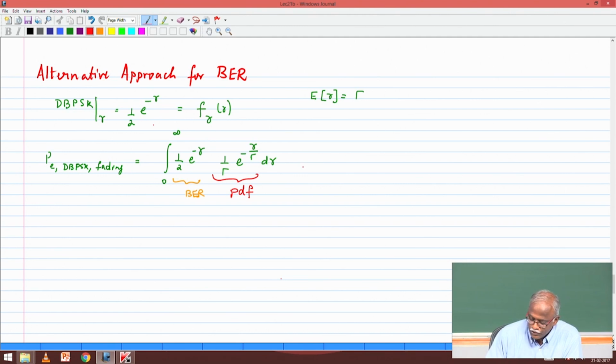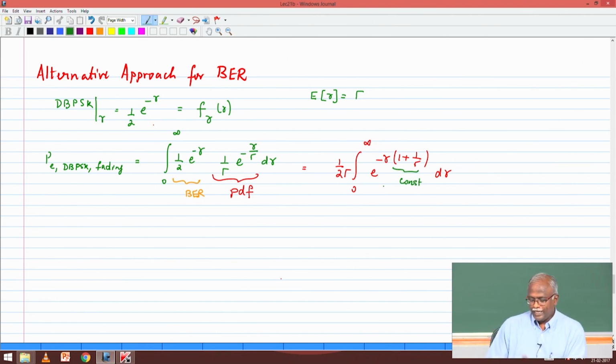a fading channel. So I would like to now combine these two terms, 1/2 integral 0 to infinity, the 1 by gamma can be taken out, that's a constant, e power minus gamma into 1 plus 1 by gamma d gamma. Okay. Keep in mind that 1 plus 1 by gamma is a constant. So therefore, it's of the form e power ax, very easy for us to integrate.